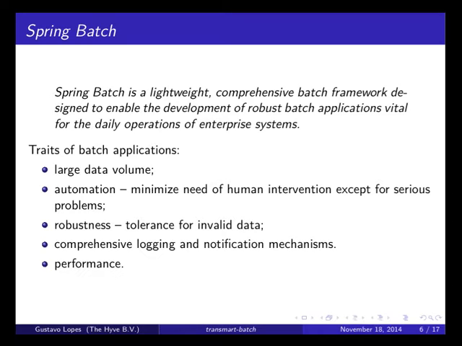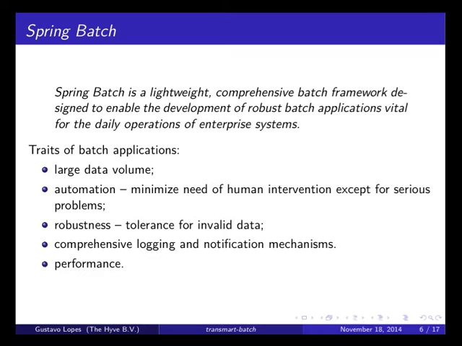The traits of batch applications are, well, the most simple definition is something that you want to run without human intervention. But some traits of batch applications are handling a large data volume, and automation, and this ties in with the other points, so we want to minimize human intervention except for serious problems. Robustness, tolerance for invalid data. We can see already that these two don't really align very well with our objectives, in that we probably don't want that much tolerance for invalid data.